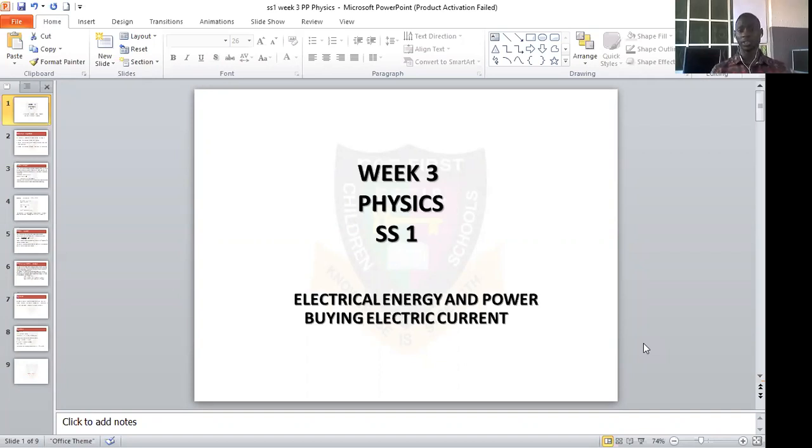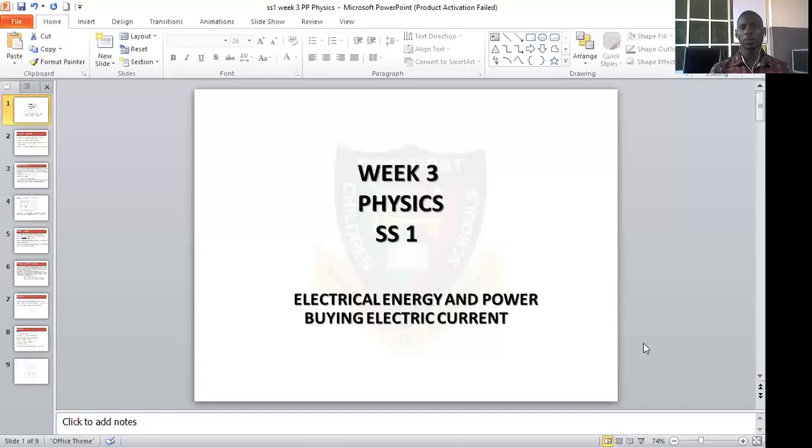So in electricity, there's a relationship between electrical energy and work done. We relate them together, we take them as one. You can represent electrical energy as work done, the ability to do work. Power is the rate of consumption of energy. So we look at how to calculate energy consumed in this topic.